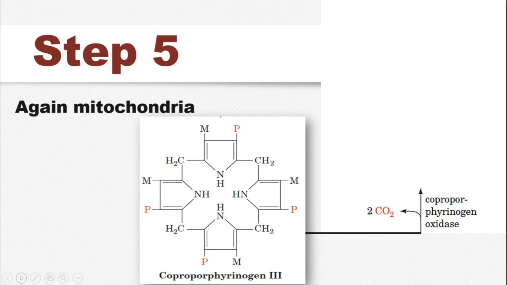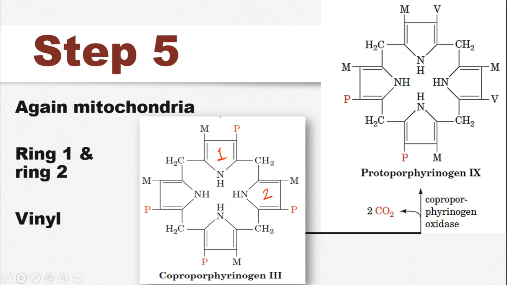Now 2 carbon dioxides are removed, from which group or from which ring? It is from ring 1 and ring 2, not from ring 3 and ring 4. So in the new compound, the propionyl group converts into vinyl group.